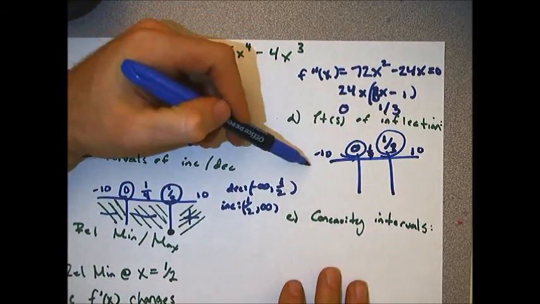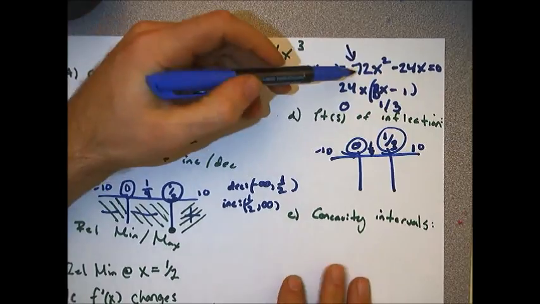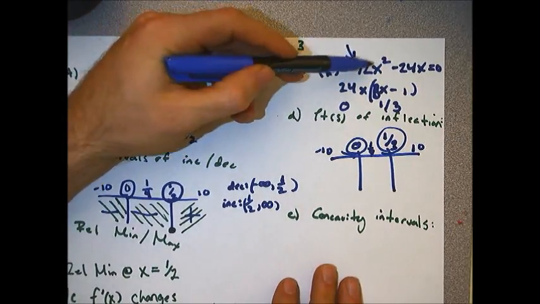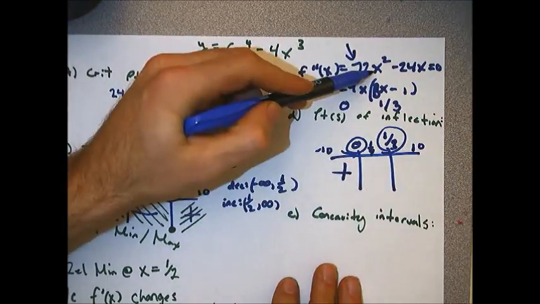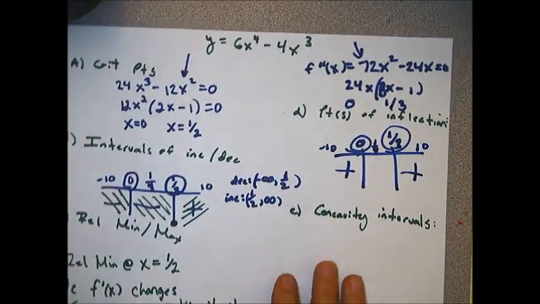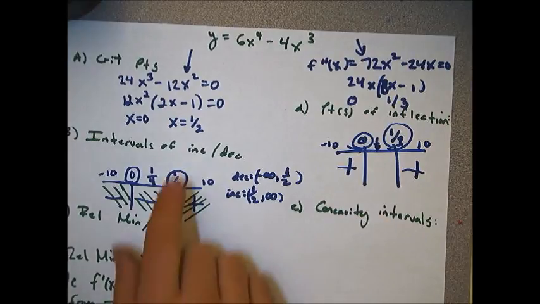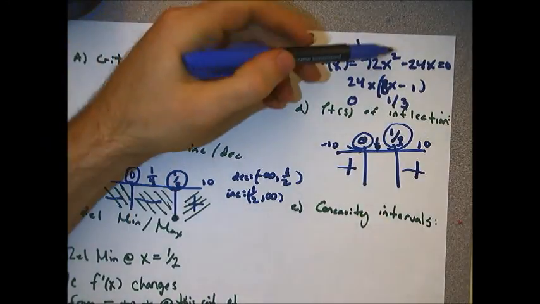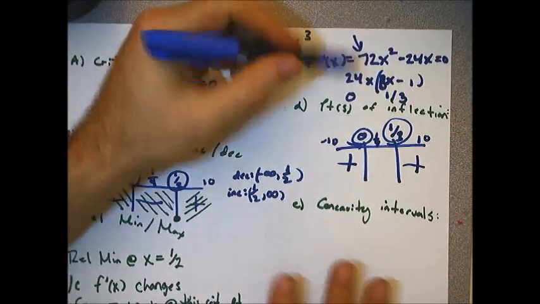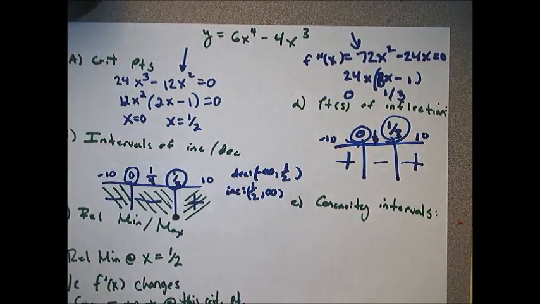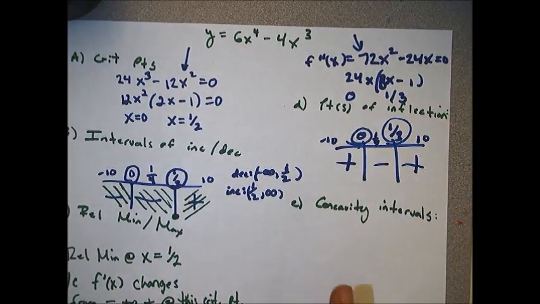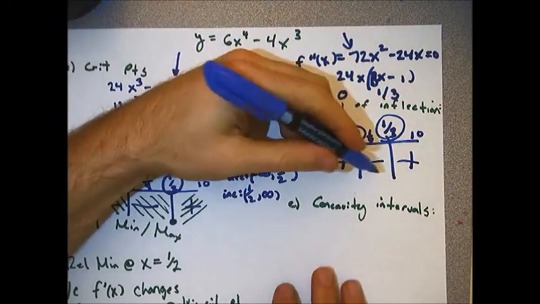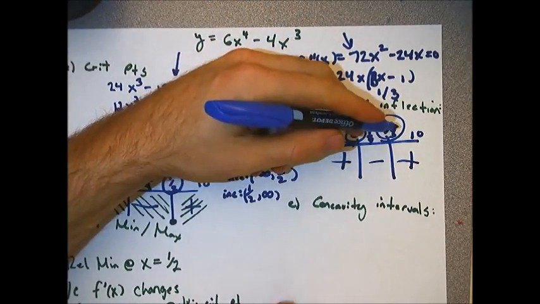In this one, when we plug in negative 10 to the second derivative, negative 10 squared is 100, so that's 7,200. That one's going to be plus. When I plug in positive 10, same thing, that's going to be plus. And when I plug in a fourth, similar to what happened over here, you got to be careful with the math. A fourth squared is a 16th. You go through and do the math, you discover it's a negative. So in this case, you do have a sign change around the 0 and around the 1/3. So you have 2 points of inflection. You have a point of inflection at 0 and at 1/3.